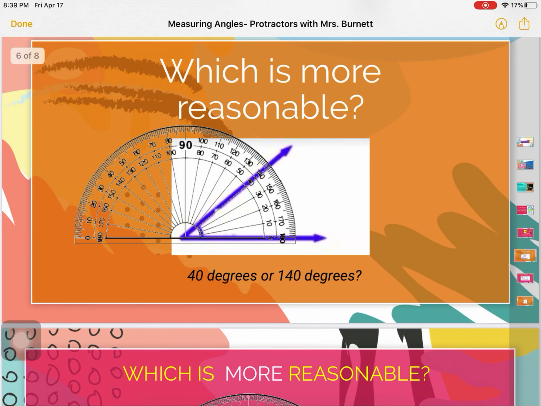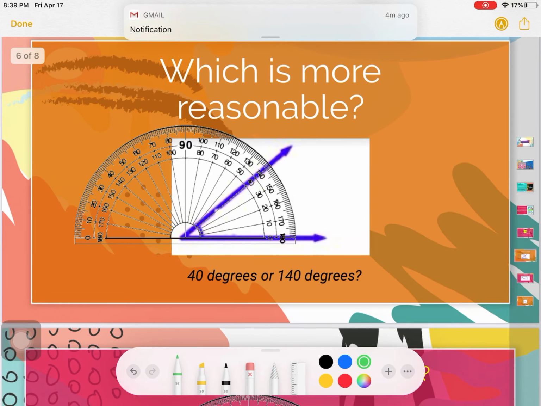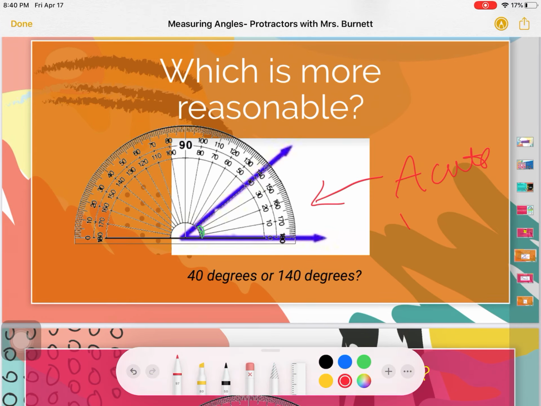Now let's take what we know about angles to see if we're measuring correctly using a protractor. So this is the angle we're looking at right here. A couple things I notice about it already. I definitely think this is an acute angle, which means I think it's less than 90 degrees. So I need to check and see, am I using the correct form of measurement?